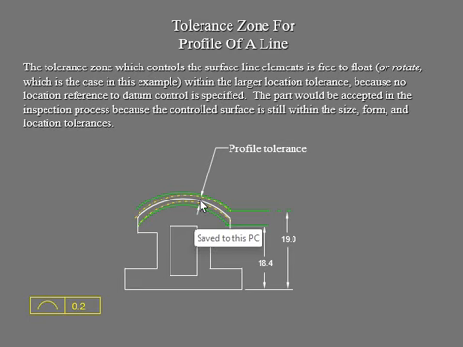Of course, we are going to accept this part and pass the inspection, and that's because your control surface is still within the location tolerance zone. Even though you're dealing with the profile, it is still in the location tolerance zone. Since we're using the form and location tolerances, you do not need the datum reference to measure the profile tolerance.